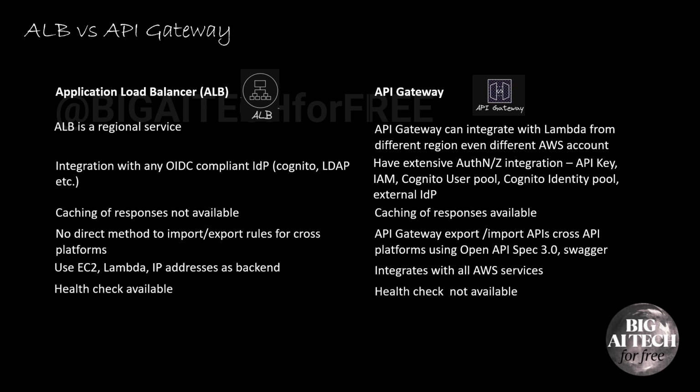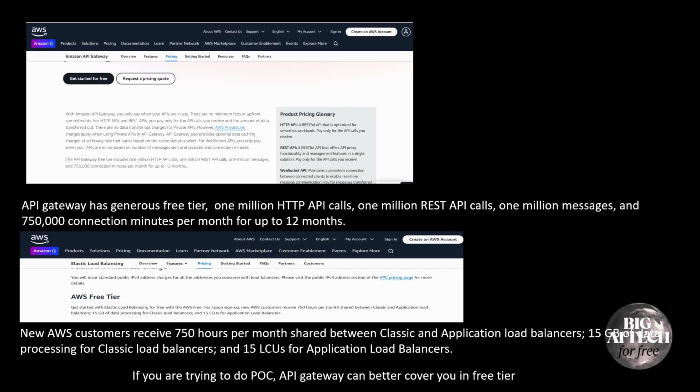Health checks are available on Application Load Balancer, whereas they are not available on API Gateway. API Gateway cannot periodically go and check its backend systems like ALB does. For ALB, it's pay per idle as well. For API Gateway, it's pay per use. Let me get into a little bit more detail on that.